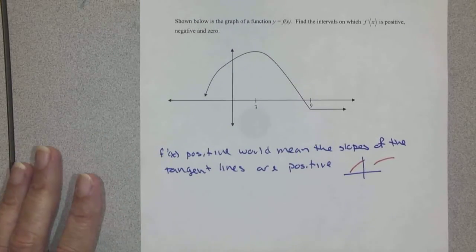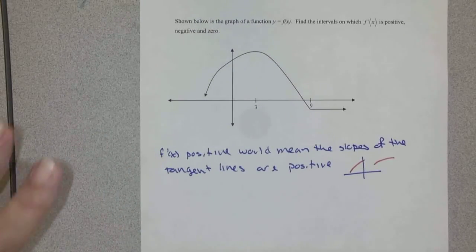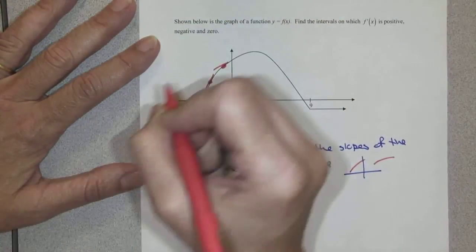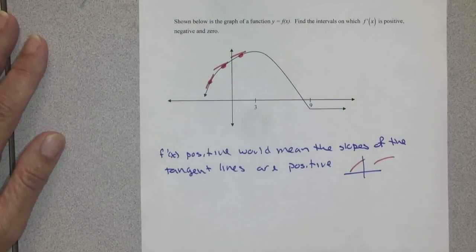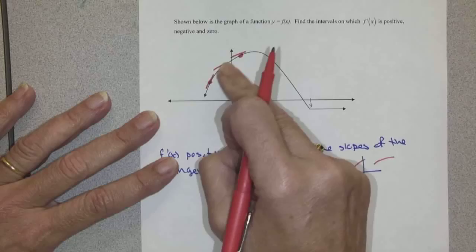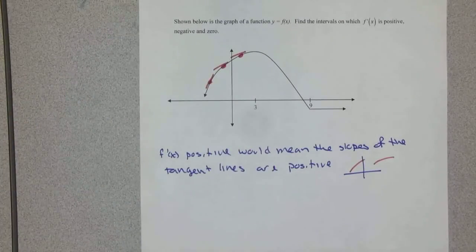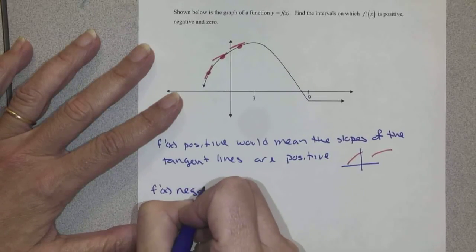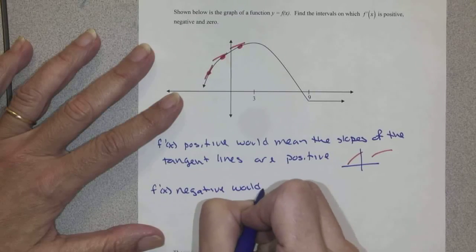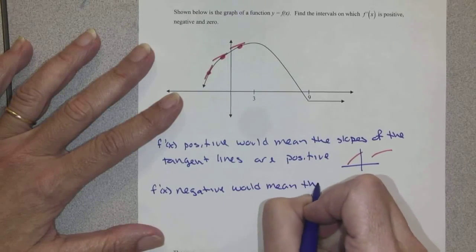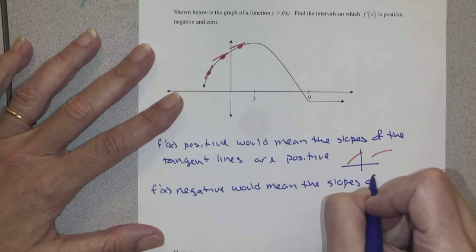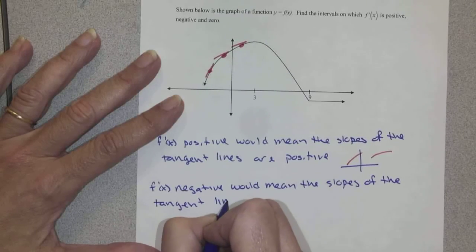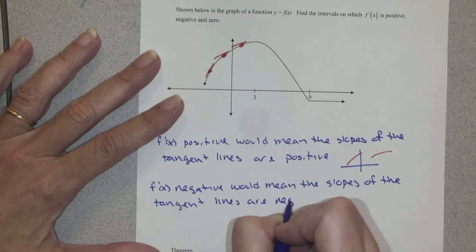So when I look at my graph here and I find where I have positive slopes, there'd be a positive slope, there'd be a positive slope, there'd be a positive slope. And so it looks like there are all my positive slopes up there. Going on to the next one, f prime of x negative would mean the slopes of the tangent lines are negative.